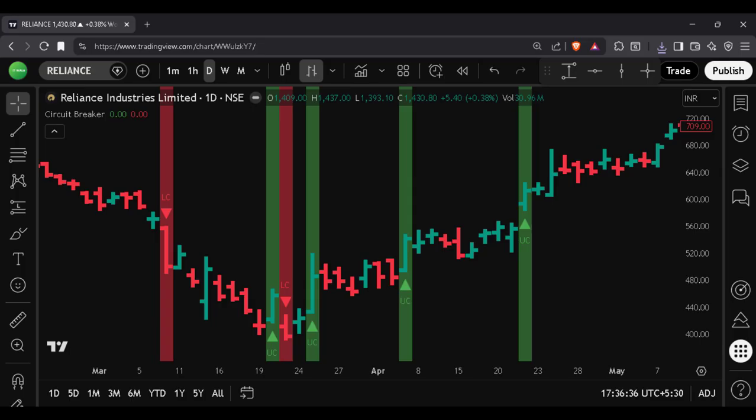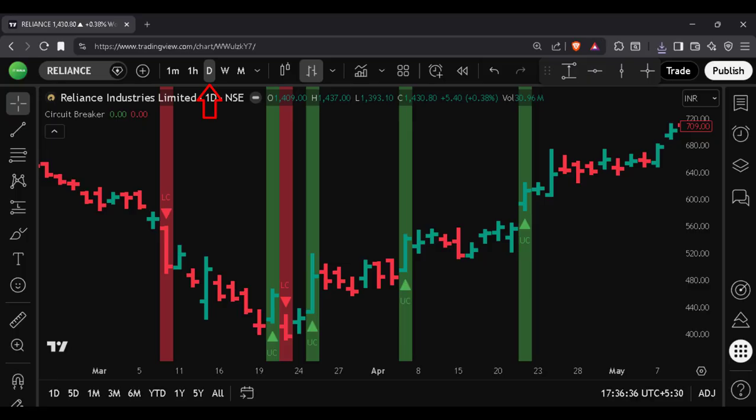For example, see here, I'm on the Reliance stock chart now. Whenever a candle closes 10% above its previous close value, we get such a green stripe on the candle. Also, we see a green triangle below the candle with the word UC written. UC means upper circuit. Similarly, whenever a candle closes 10% below its previous close value, we get such a red stripe on the candle. Also, we see a red triangle above the candle with the word LC written. LC means lower circuit. And the best part is, this indicator works on any time frame.